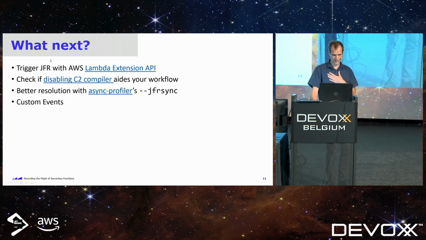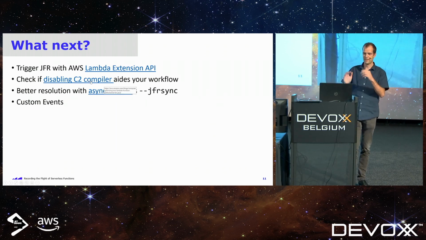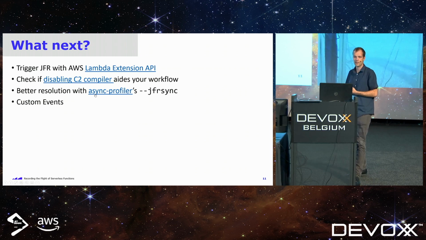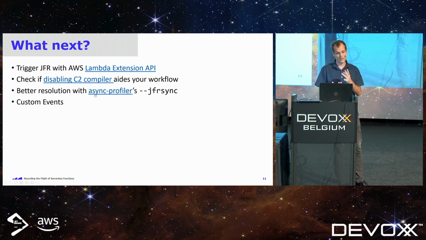Did I forget something? So that's the Lambda extension API I talked about. If you ever are in need to disable the C2 compiler to see if it works with your workflow, there is a link to that. The async profiler you can use if you want more high resolution. And the only thing I didn't talk about was custom events.